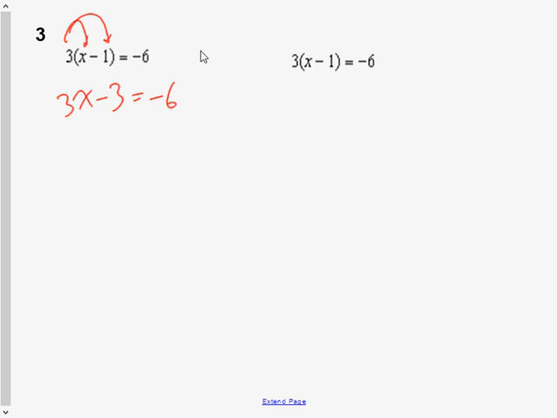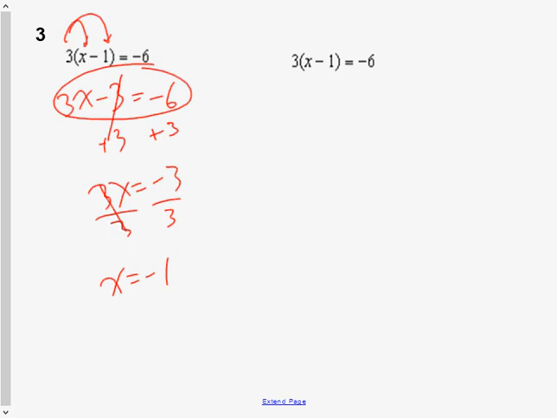Once I expanded it, I can then add 3 to both sides to get 3x equals negative 3. Divide both sides by 3, and x equals negative 1. So you can see that this was the first step to expand. This was the second step, and this was the third step. So we're using 3 steps. I found that the answer was negative 1.